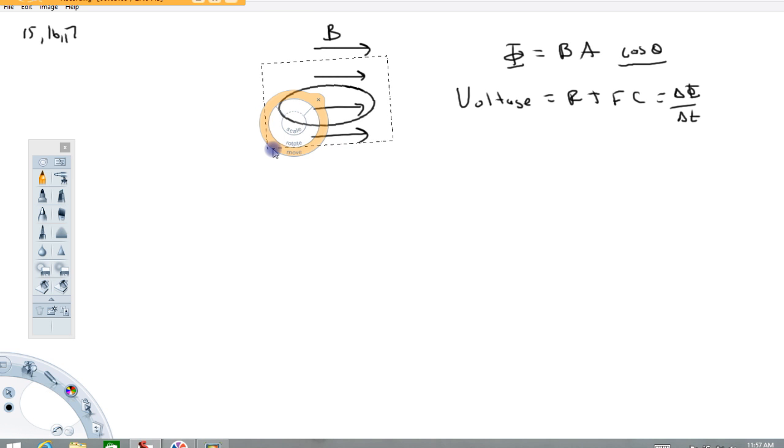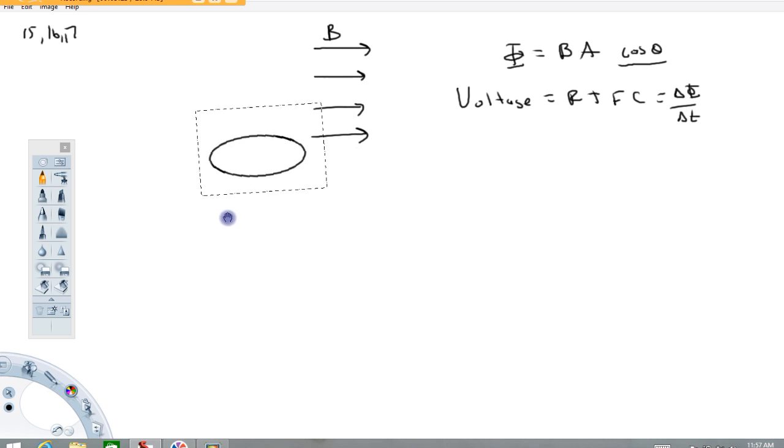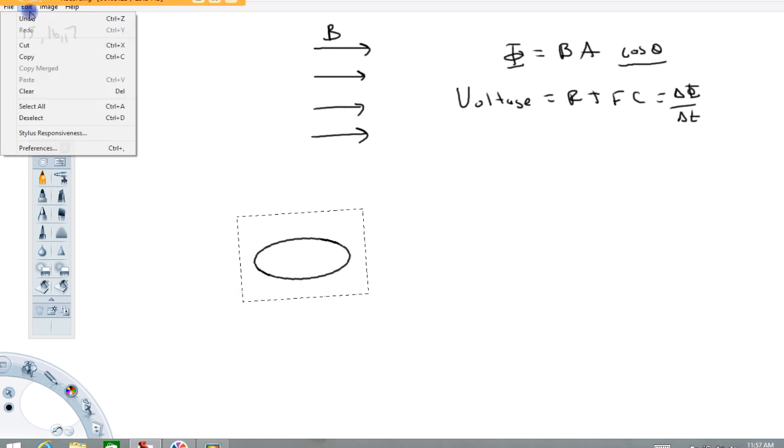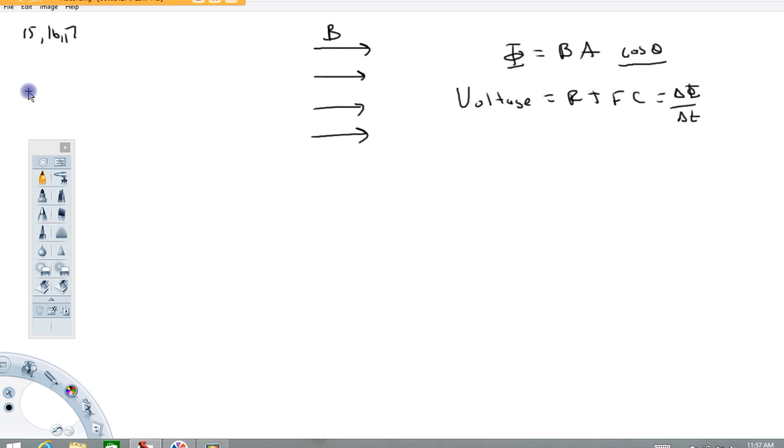So number 15 here, where it says, find the flux of the Earth's magnetic field of 5 times 10 to the minus 5th teslas through a square area of 10 centimeters for the following. Okay, so I actually got to get rid of this. I'm going to move this out of here because it says square. So imagine a square. I'm going to draw the square kind of like this. Okay, and it's 10 centimeter square area.